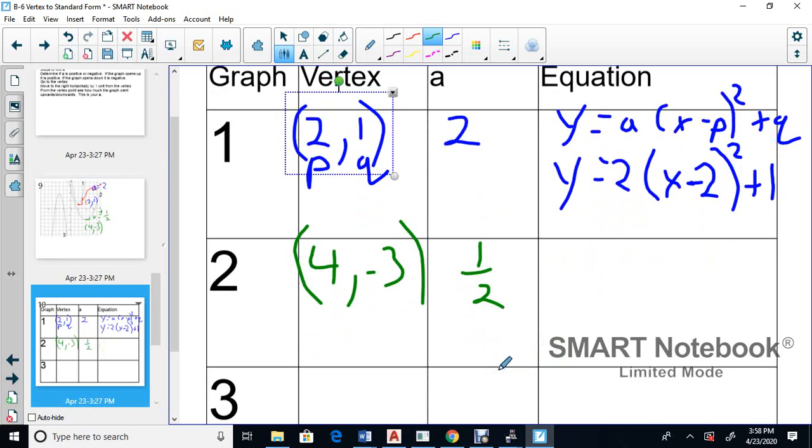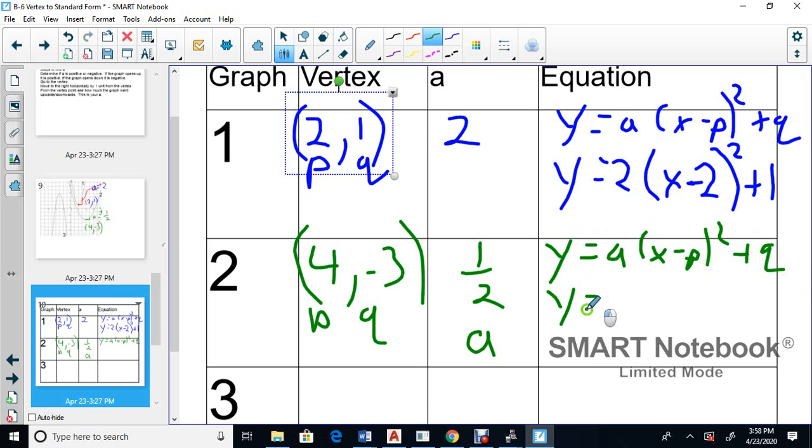Okay, we know this is our A, this is our P, this is our Q. Let's write our equation: y equals A (x minus P) squared plus Q. Y equals, well, A is a half, so you put a half in here. X minus 4, squared. Negative 3 at the end, so plus negative 3. So y equals half (x minus 4) squared, and negative 3 goes there.